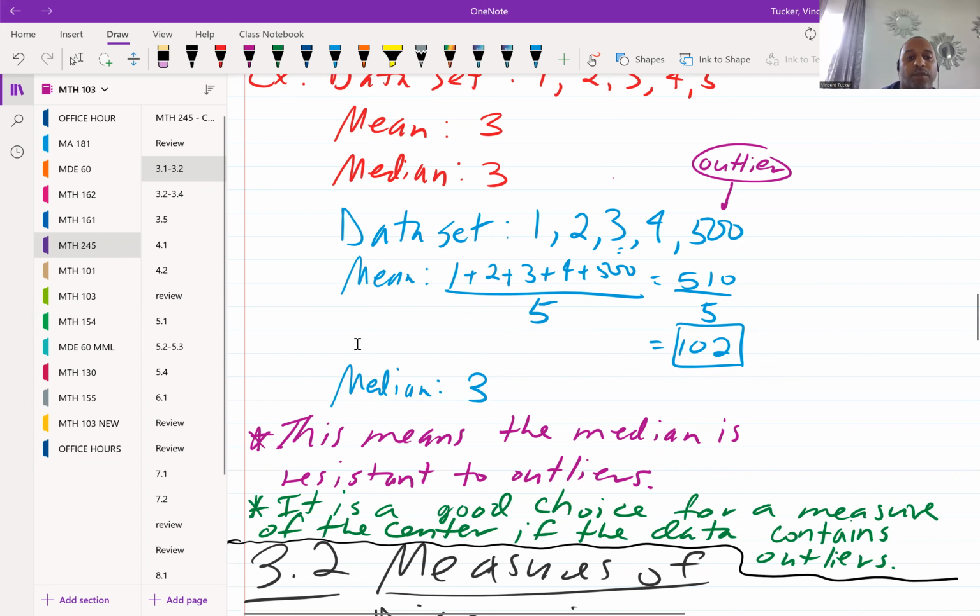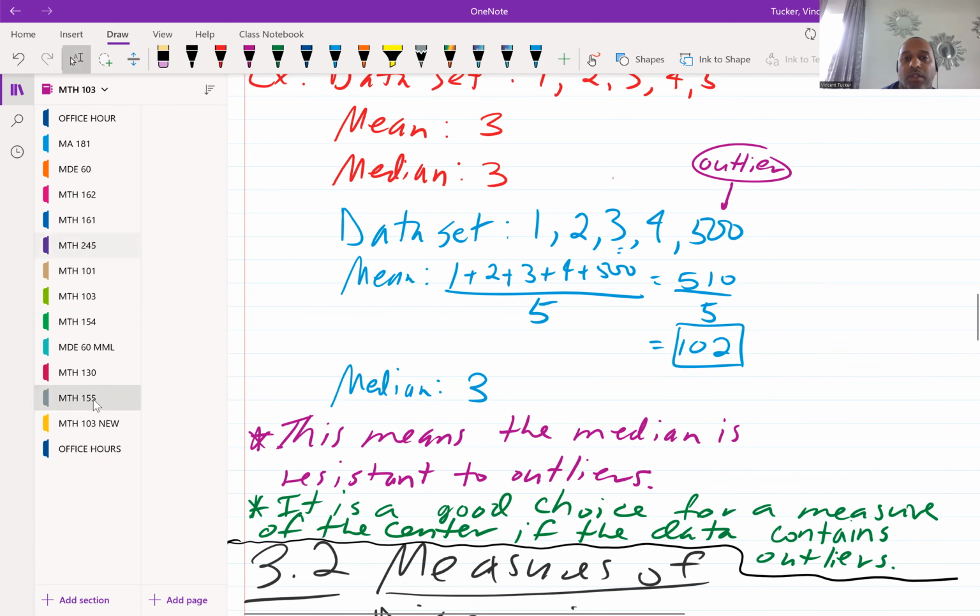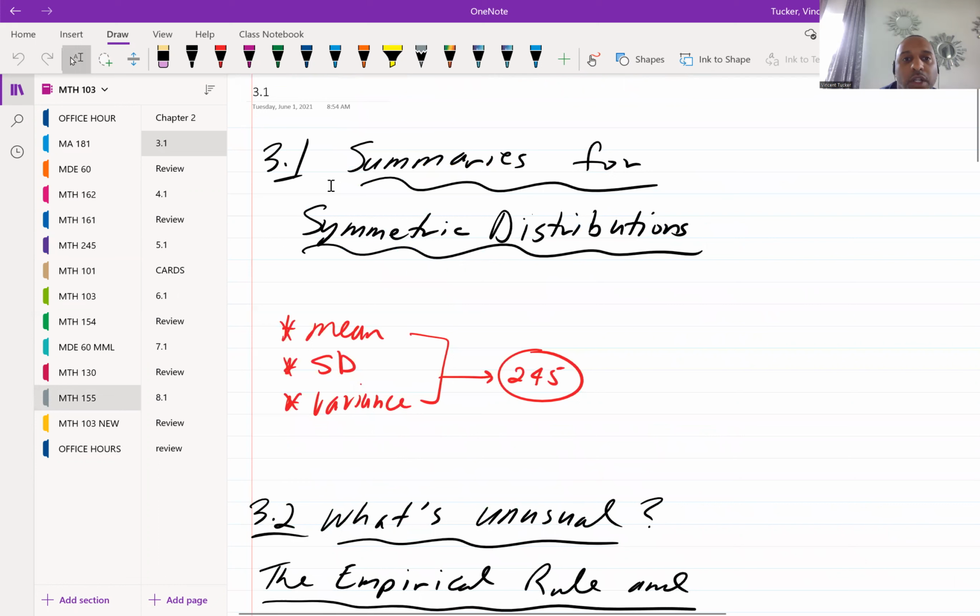All right, anything else? Anybody else before I go to the next page? All right. Okay, not done with 3.1.